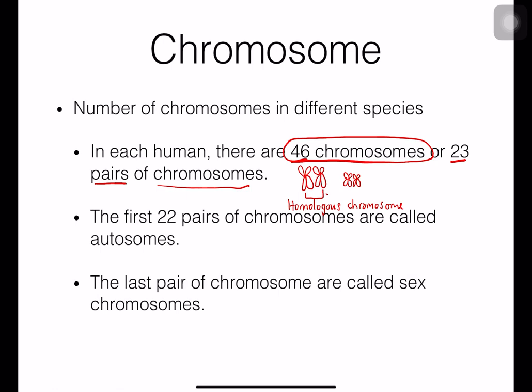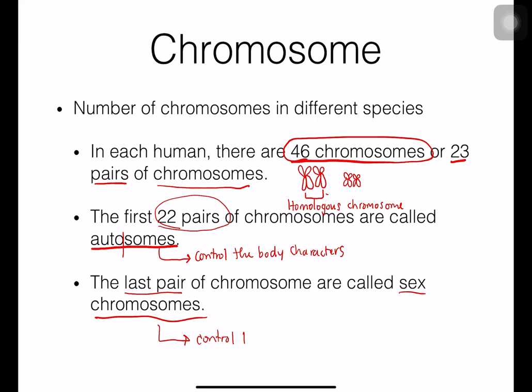And the first 22 pairs of chromosome, we represent this one as autosome. The role of the autosome is that autosome controls the body characters. Okay, and the last pair will be called sex chromosome. This one here controls the body characters, and they also determine the sex of the organisms, especially for the group of human. Okay?